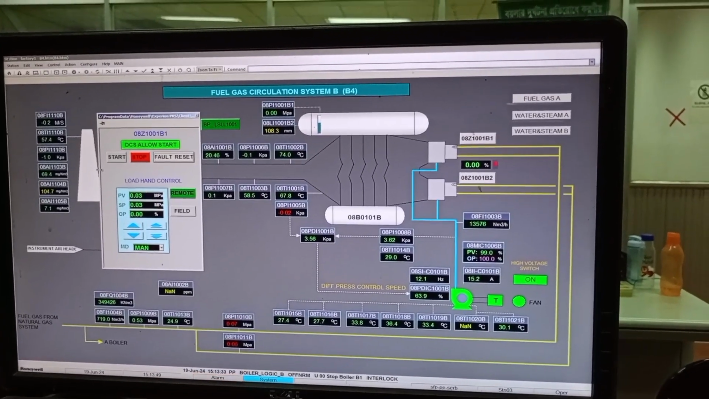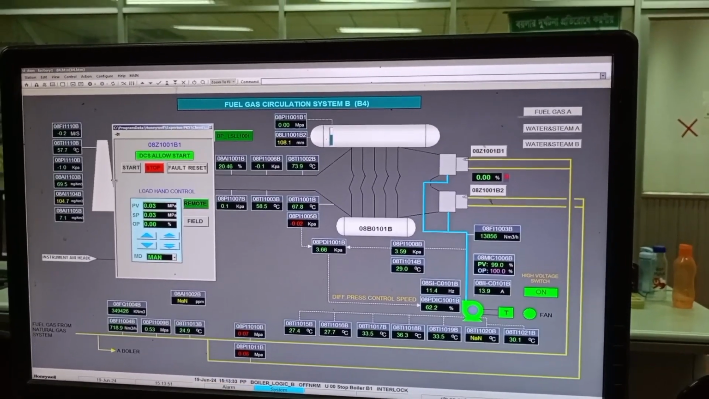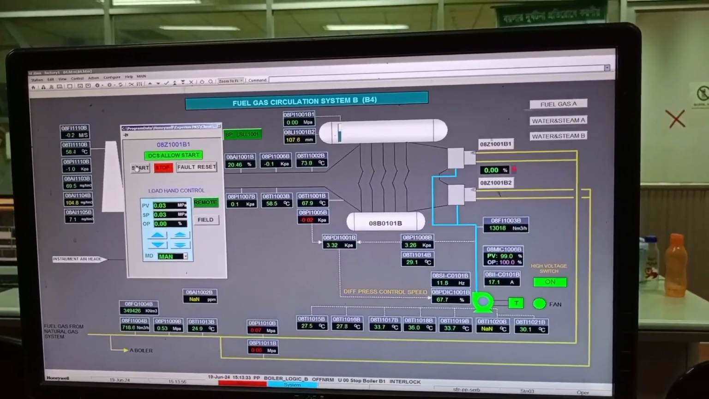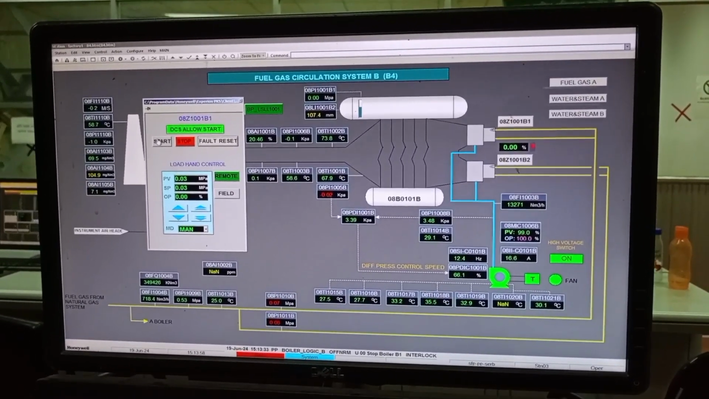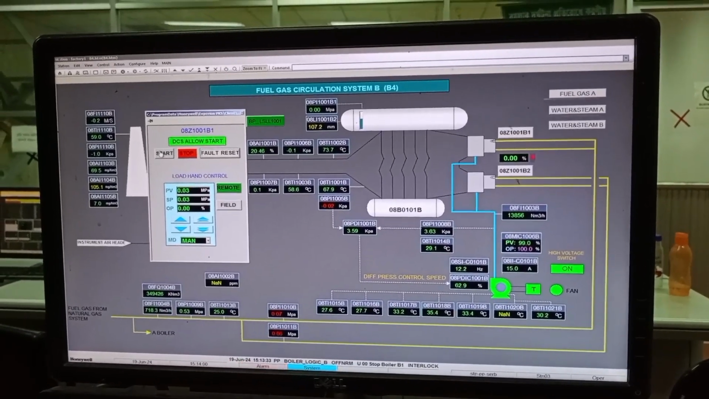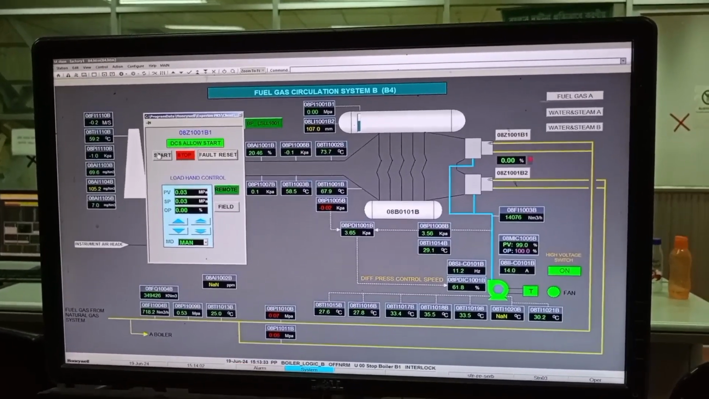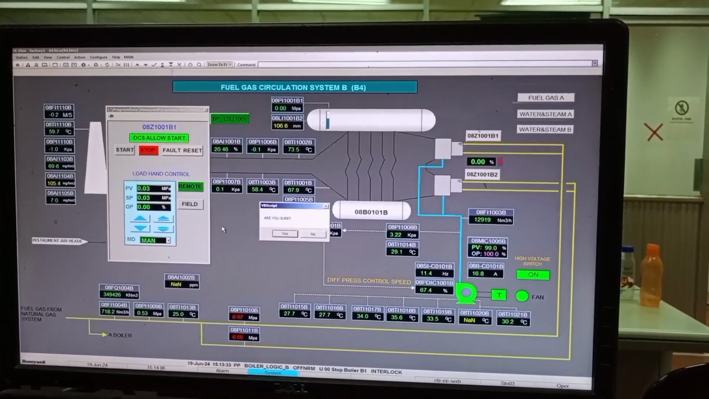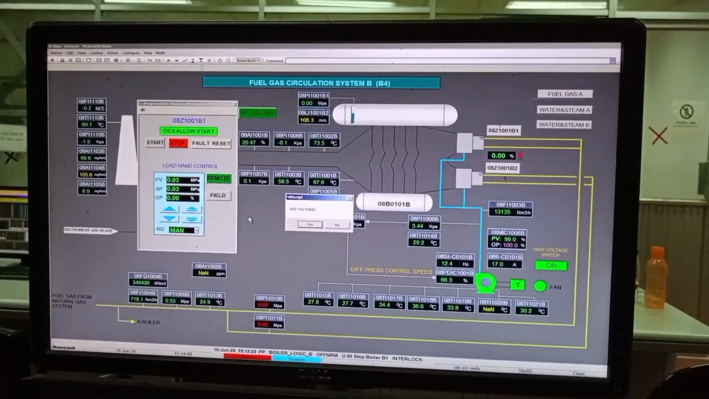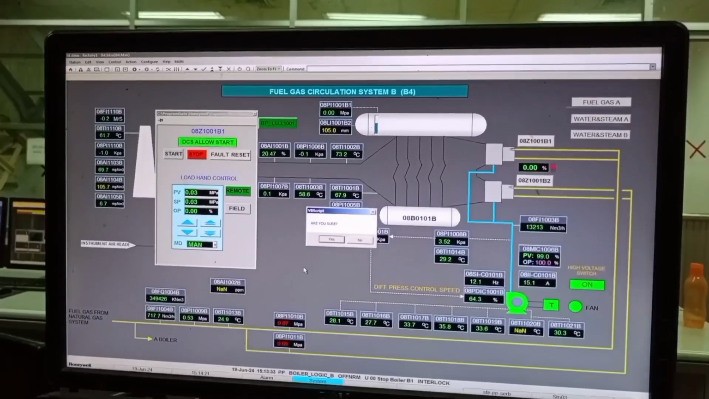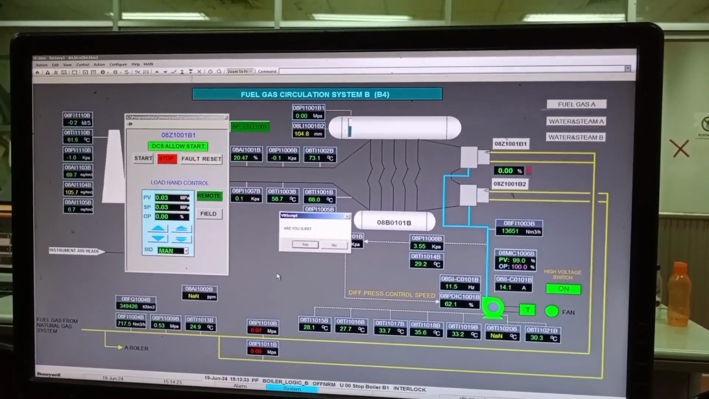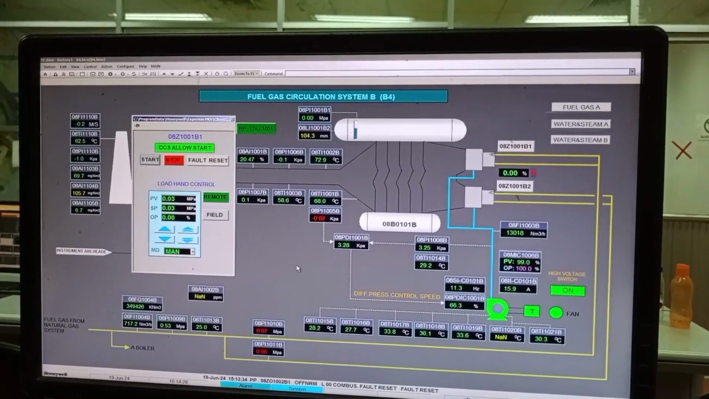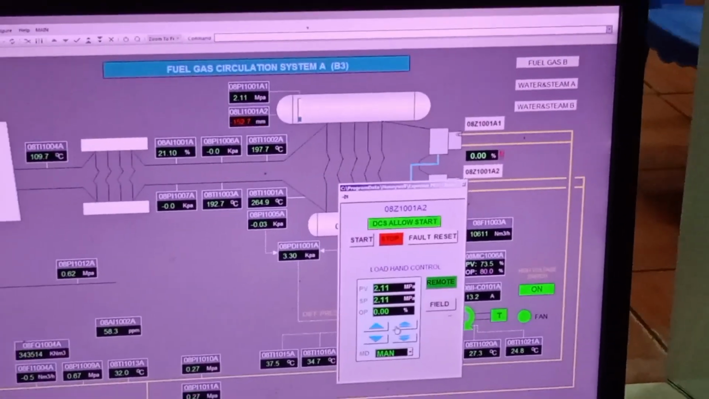So we need to follow this level, steam flow and water flow. We can see the steam flow, steam pressure, drum level, temperature, superheated steam temperature. So it is very easy to control the boiler by the burner management system as well as the DCS system.